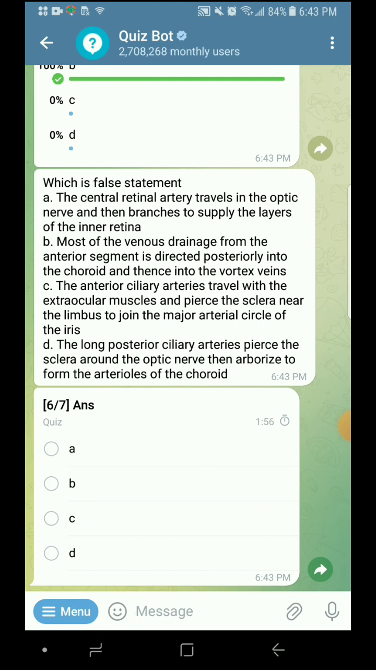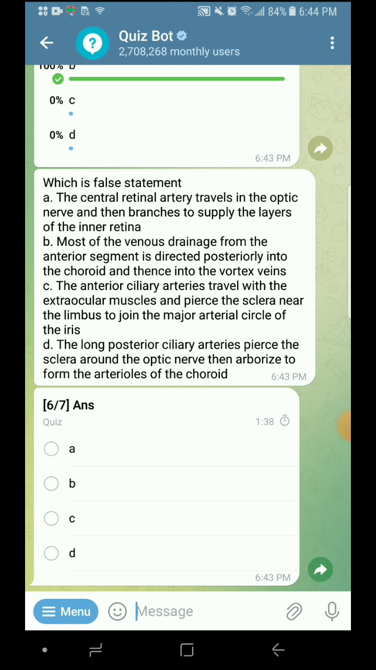Now, which is the false statement? The central artery travels in the optic nerve and branches to supply the layers of the inner retina. That is a true statement. Most of the venous drainage from the anterior segment is directed posteriorly into the vortex veins. That is true. The anterior ciliary artery travels with the extraocular muscles and pierces the sclera near the limbus to join the major circle. That is true.